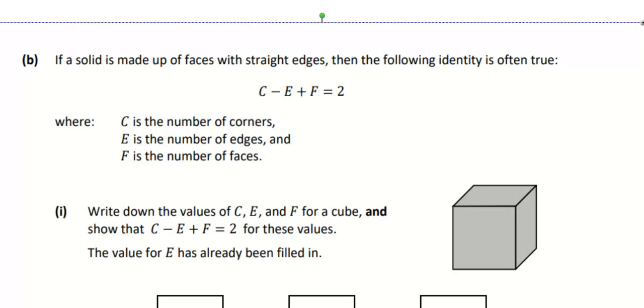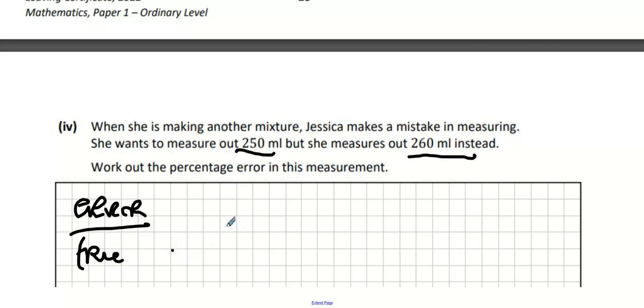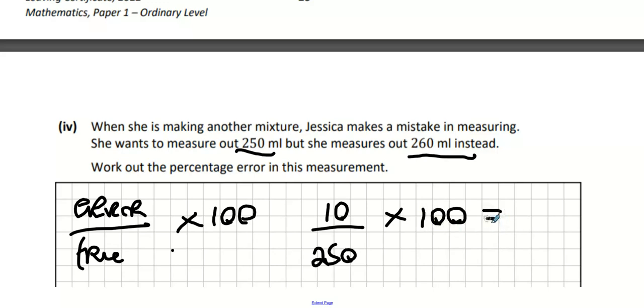This next question, is it? So part 4. All right. Okay. When she's making another mixture, Jessica makes a mistake of measuring. She wants to measure out 250 milliliters, but she measures out 260 instead. Work out the error. So how do you do that? Percentage error. It's your error over your true value, multiply by 100. What's your error? What value are you looking for? Multiply by 100. Okay, and what's that turn out to be? 4% error. Jeez, that was handy, wasn't it?